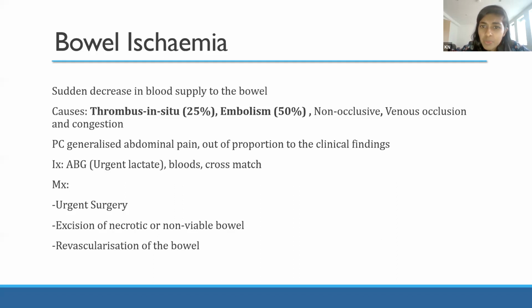If you're suspecting someone with an embolism, then you do want to check whether they're in AF currently, that sort of thing. Are they anticoagulated at all?